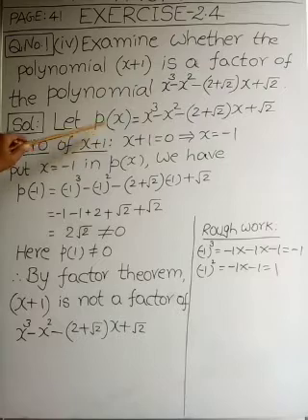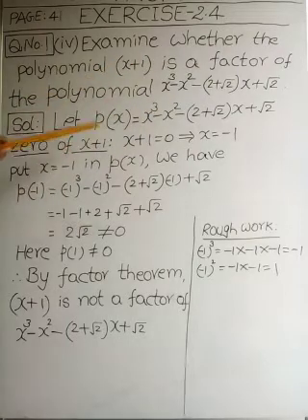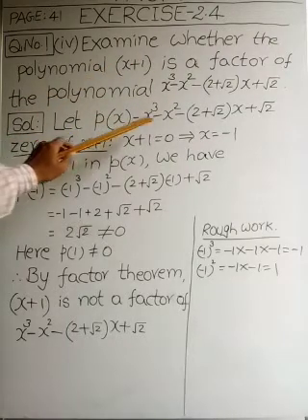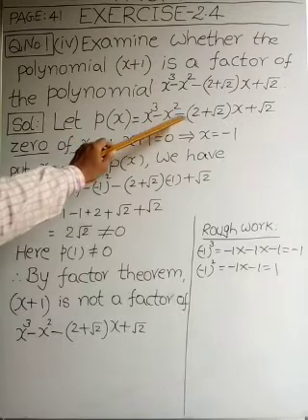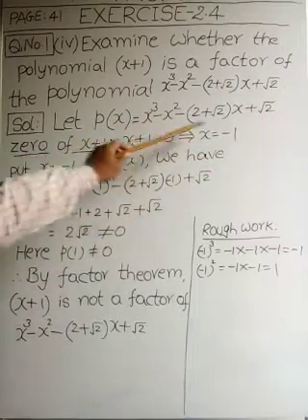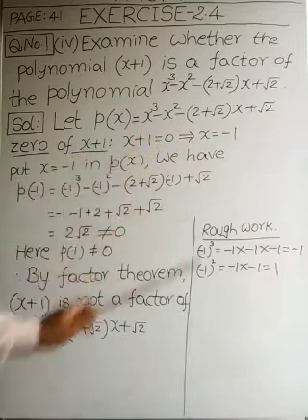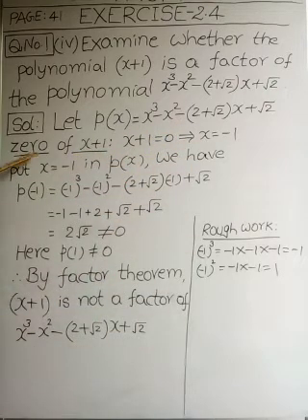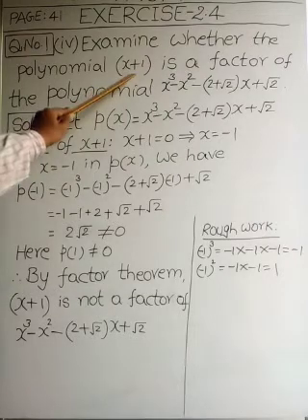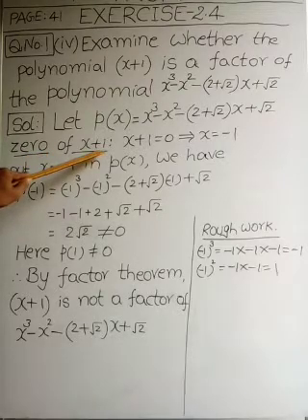Let us consider the given polynomial as p of x. Here, they did not give it as p of x. We assume that p of x is equal to x cube minus x square minus (2 plus root 2) x plus root 2. Now we have to find the zero of x plus 1. We have to check whether this is a factor or not. That is why we are finding the zero of this linear polynomial.